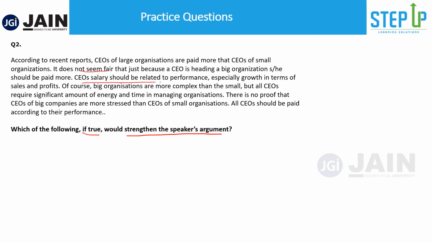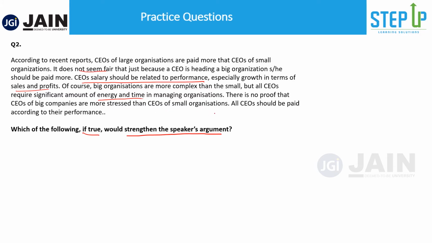Okay, that's the point he's trying to make. Pay should be related to performance, especially growth in terms of sales and profits. Of course, big organizations are more complex than the small, but all CEOs require a significant amount of energy and time in managing organizations. There is no proof that CEOs of big organizations are more stressed than CEOs of small organizations.